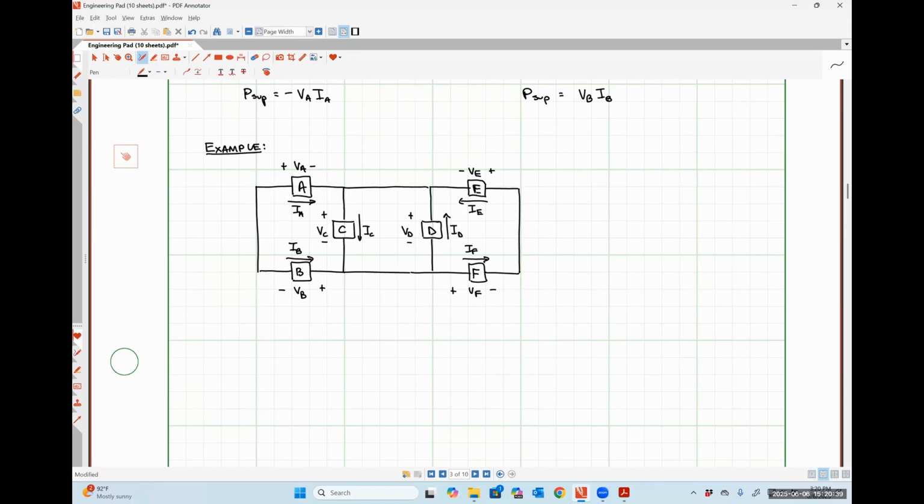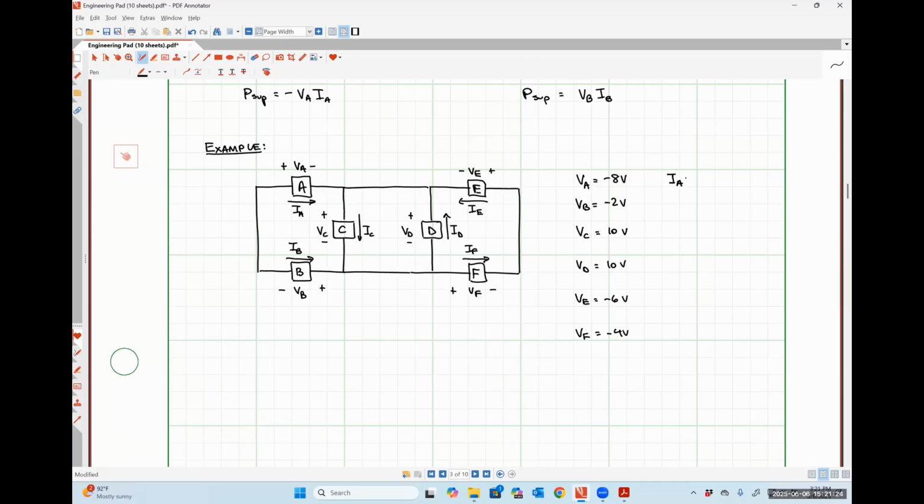So let's say that VA is negative 8 volts. VB is negative 2 volts. VC is positive 10 volts. VD is also positive 10 volts. VE is negative 6 volts. And VF is negative 4 volts.